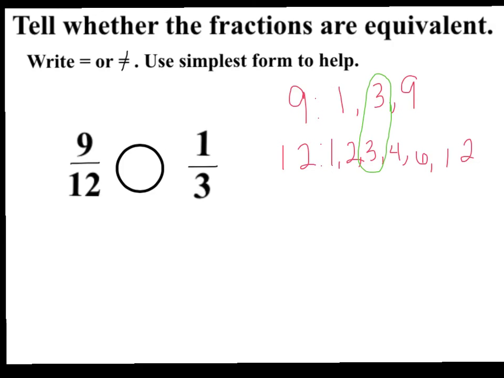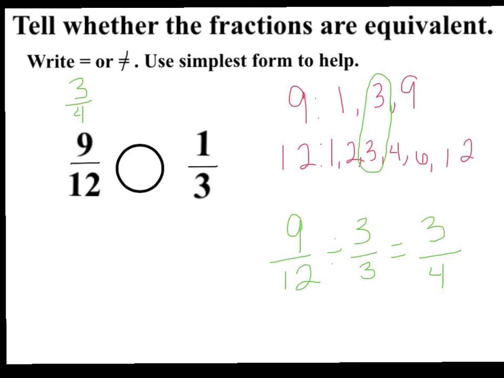So I'm going to divide my 9/12 by 3/3. 9 divided by 3 is 3, and 12 divided by 3 is 4. So 9/12 is equivalent to 3/4, and that's it. 3/4 is the simplest form of 9/12.